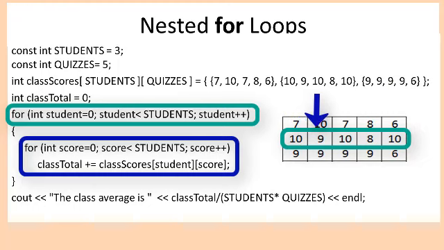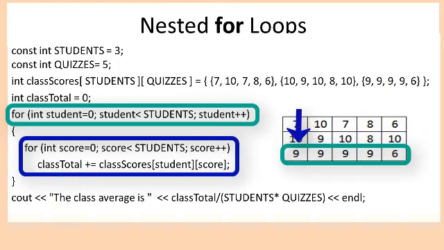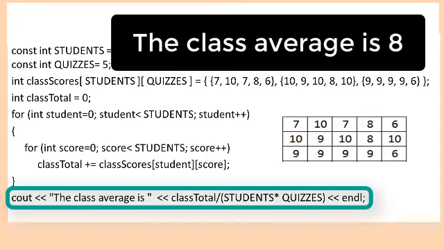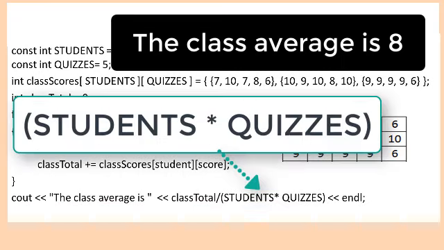When the inner for loop ends, the outer for loop moves to the next student, and the inner for loop is run again and continues adding scores to the class total. Finally, when all scores have been added into class total, the cout at the end displays the class average is, and then the average, which is computed to be the class total divided by the number of scores for all students. The number of scores for all students is the product of students times quizzes.